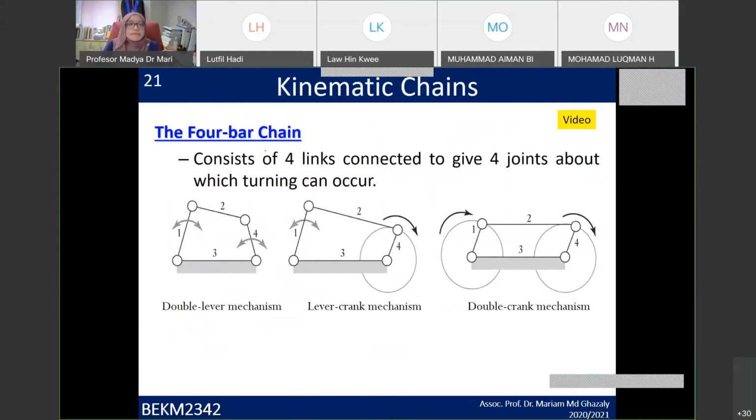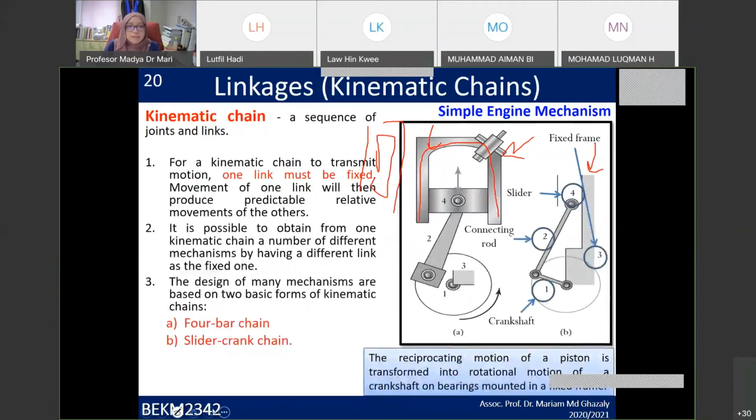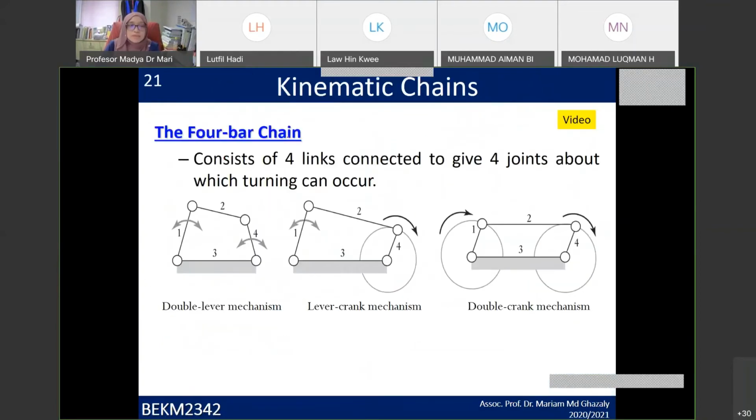This one is an example of a slider crank chain, and we have the 4-bar chain. So the 4-bar chain is like what I explained just now. In a 4-bar chain, the end of this point, for example this joint and this joint, is going to be fixed, and this one is also going to be fixed. So the first one, the second one, and the third one.